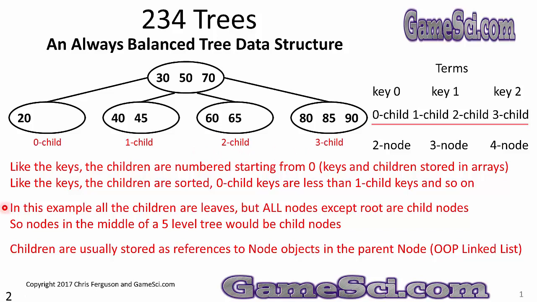In this example, all the children are leaves, but all nodes except the root are child nodes. So nodes in the middle of a 5-level tree would be child nodes. Children are usually stored as references to node objects in the parent node. We're going to use an object-oriented programming linked list scenario here. This is going to be an array of links. Each item in the array is going to be a link to another node object. So this is a link to a node object. This is a link to a node object. This is a link or reference to a node object.